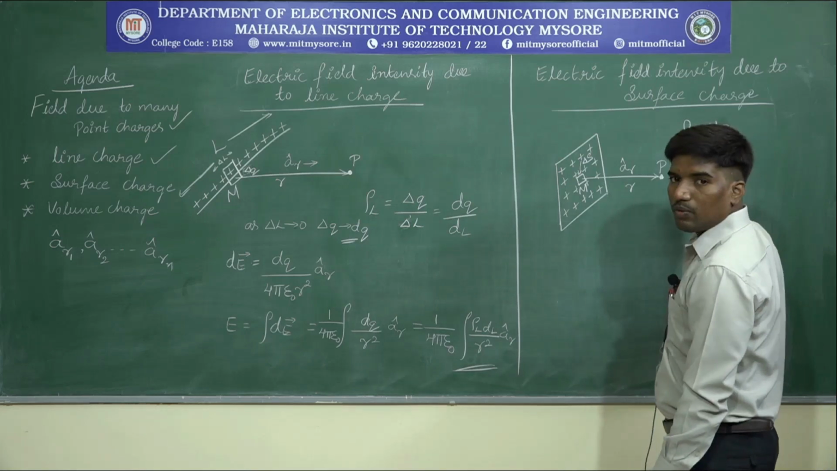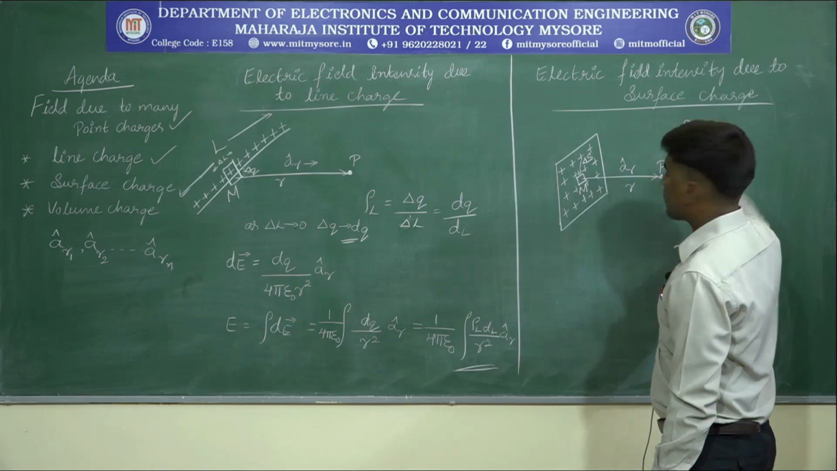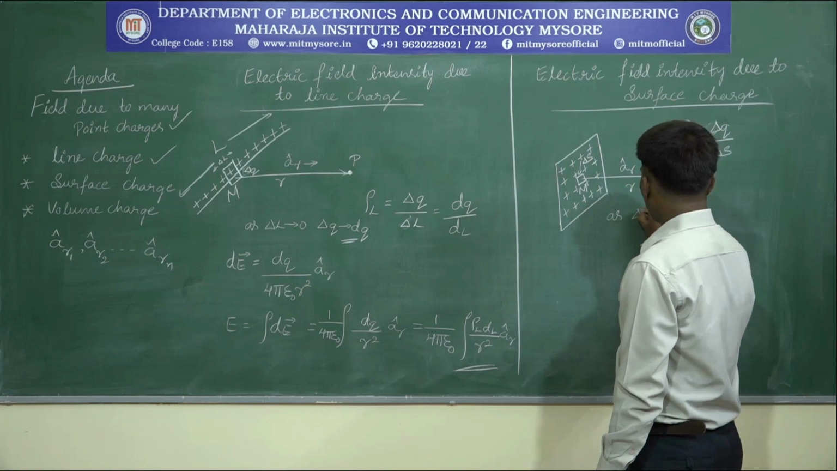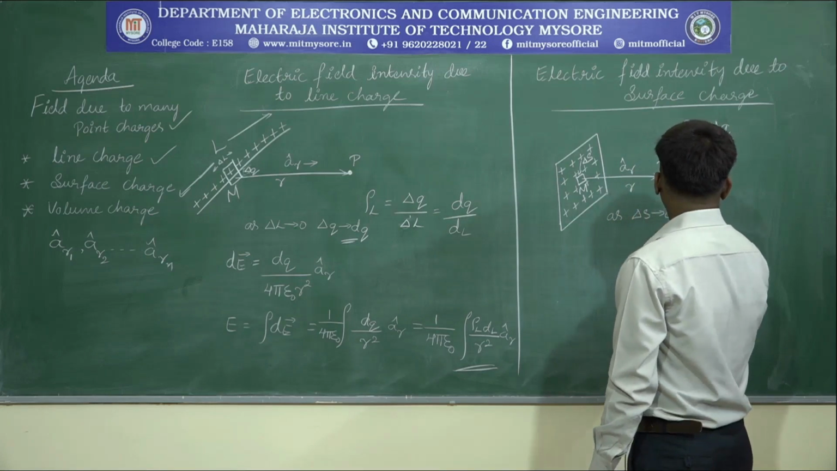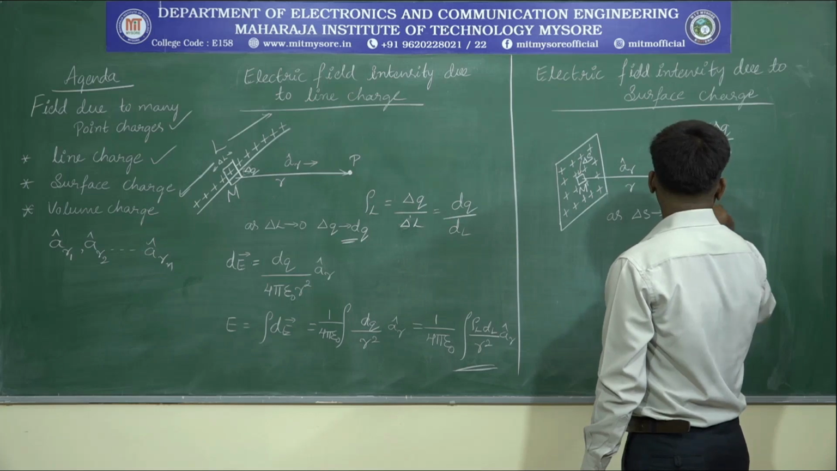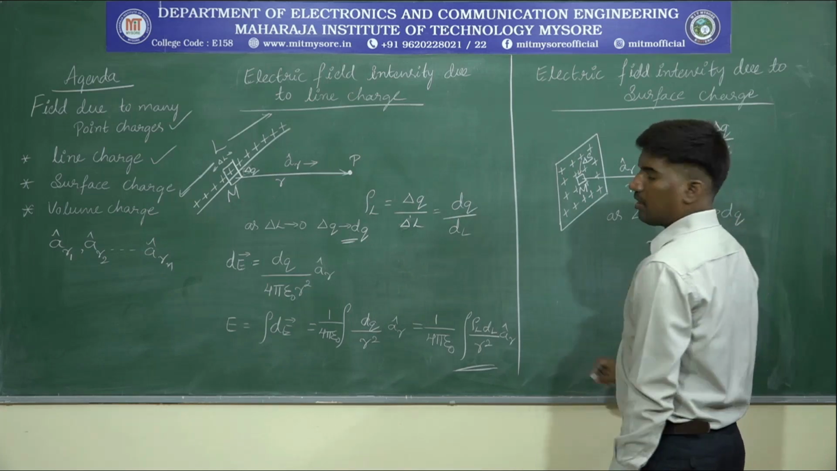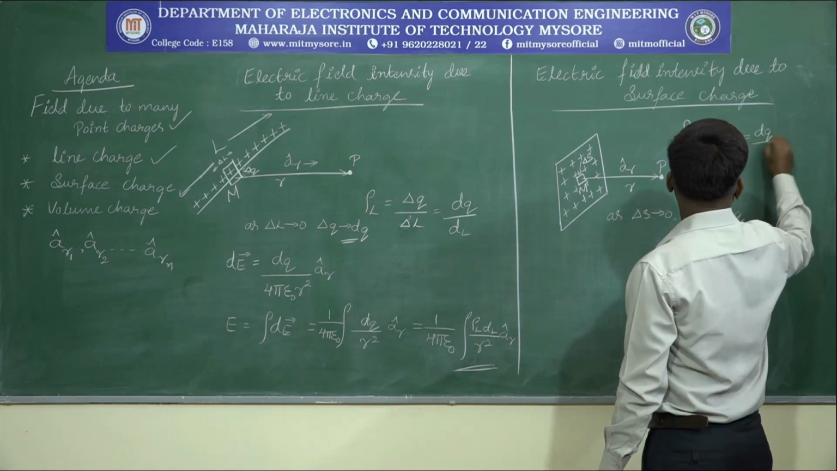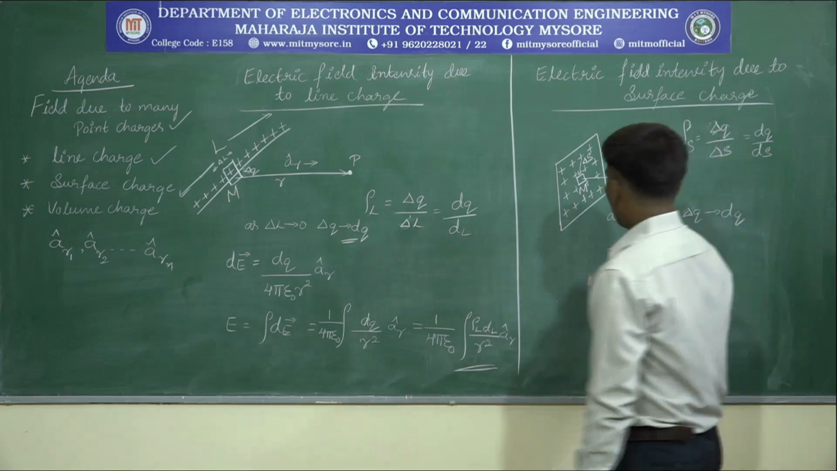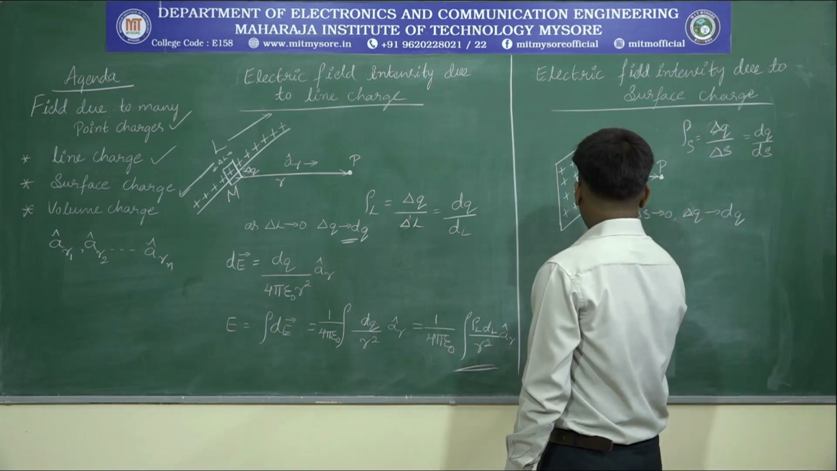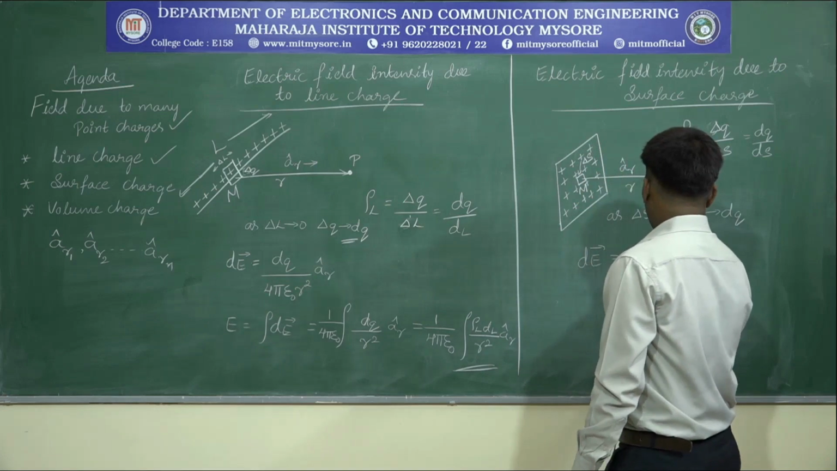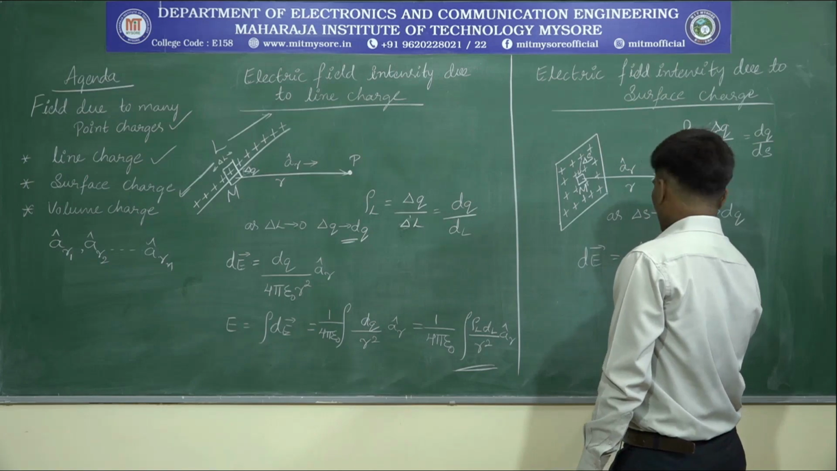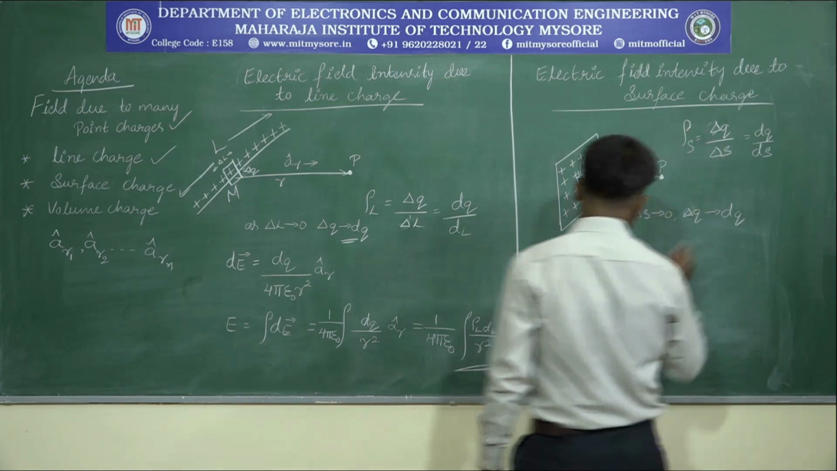Elementary charge per unit surface. Okay, this is represented by rho S. As the same assumption holds good here, as delta S tends to 0, delta Q becomes dq. The same equation holds good, which is given by dq by ds. So dE is equal to dq divided by 4 pi epsilon naught into r square a cap r.